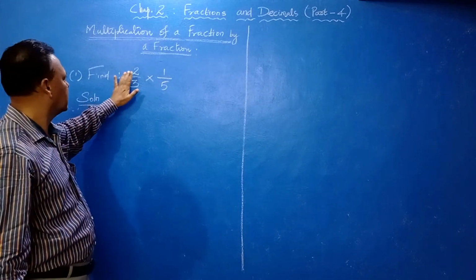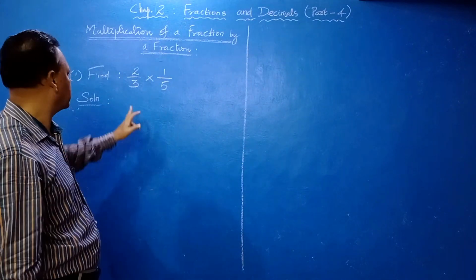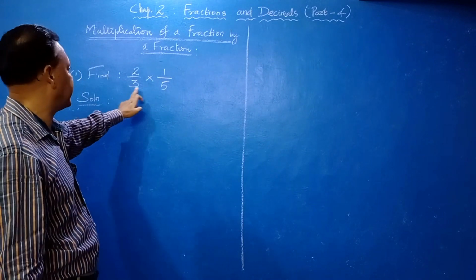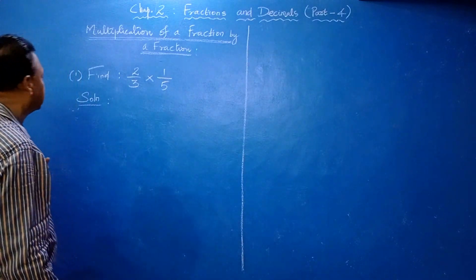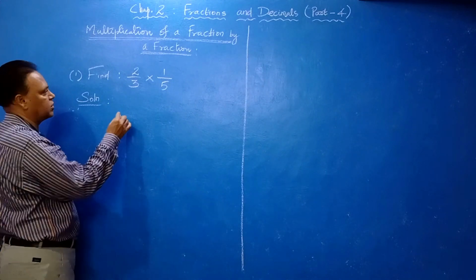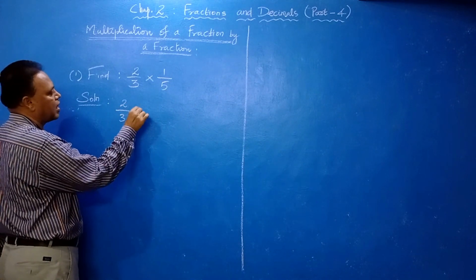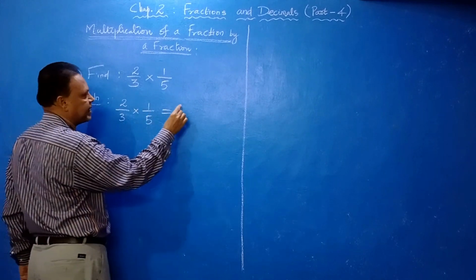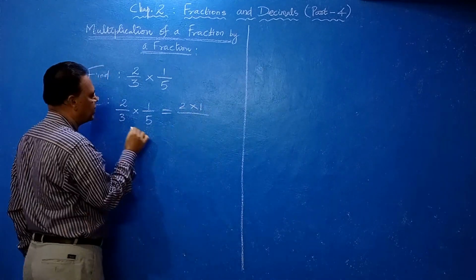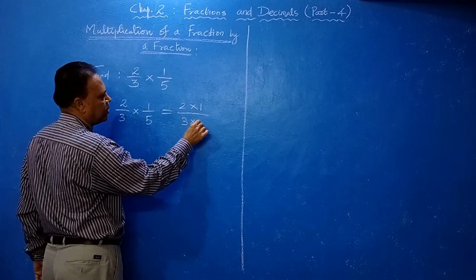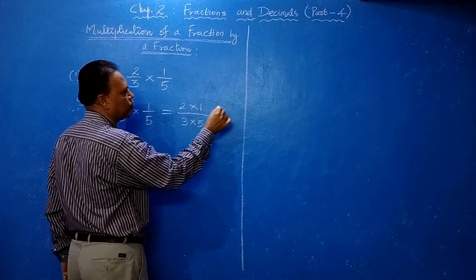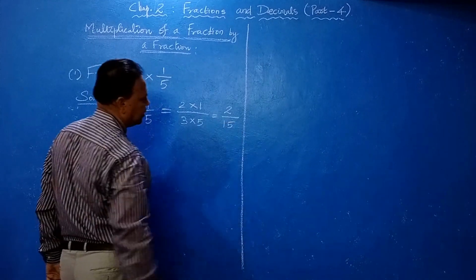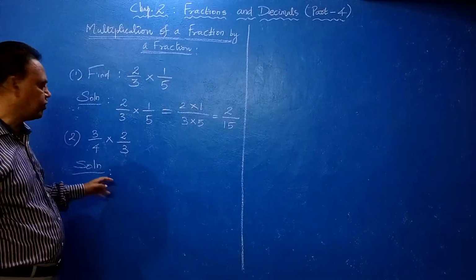Both are proper fractions. Both fractions have the denominator more than the numerator, meaning proper fraction. How to multiply proper fractions? I think the previous part was also clear. Always multiply numerator into numerator, 2 into 1, by denominator into denominator, 3 into 5. That is 2 into 1, 2, by 3 into 5, 15. So 2 by 15. You see how to multiply.